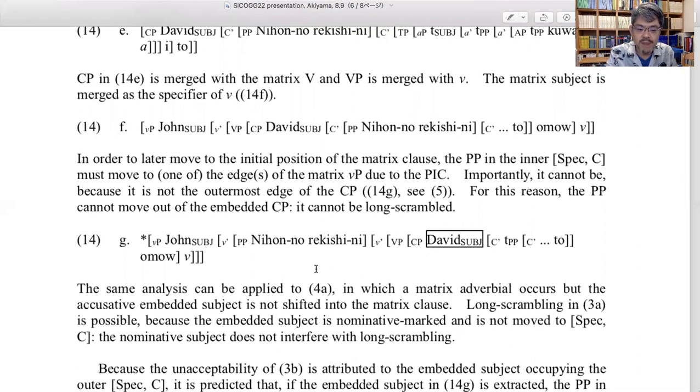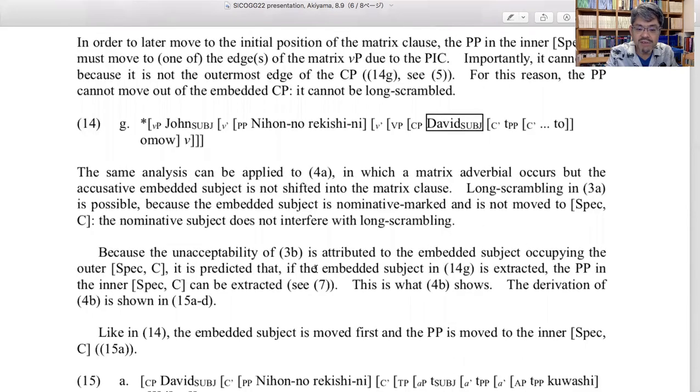Importantly, it cannot, because it is not the outermost edge of the CP, as depicted in 14g. For this reason, the PP cannot move out of the embedded CP, so it cannot be long scrambled. This is the reason for the unacceptability of the example 3b. The same analysis can be applied to 4a, in which a matrix adverbial occurs, but the accusative embedded subject is not shifted into the matrix clause. And long scrambling in 3a is possible because the embedded subject is nominative marked and is not moved to spec C, so it does not interfere with long scrambling.